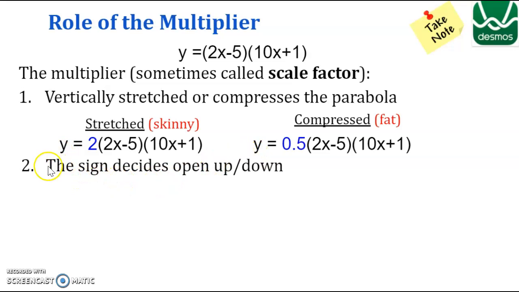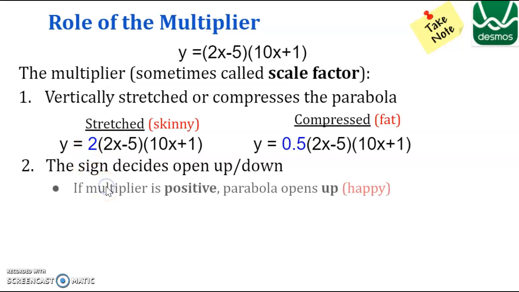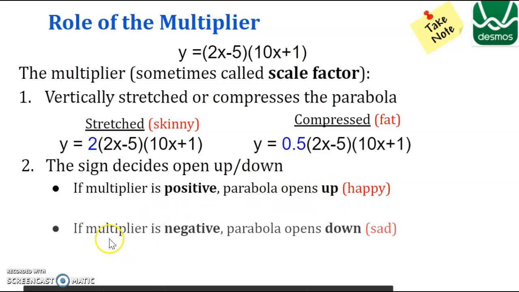Another thing the multiplier does is, depending on the sign of the multiplier, whether it's positive or negative, it decides whether the parabola is going to be opening up or down. So if the multiplier is positive, then the parabola will open up and form a happy face parabola. Whereas if the multiplier is negative, the parabola will open down and form a sad face parabola.